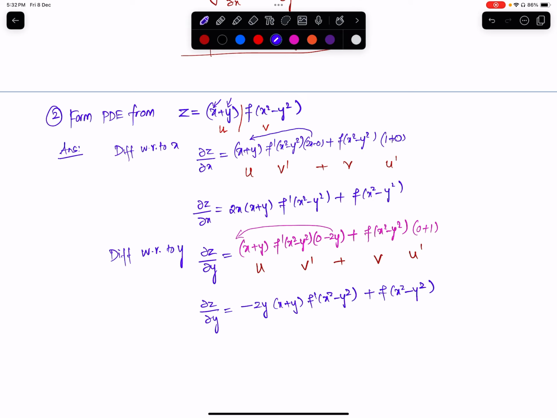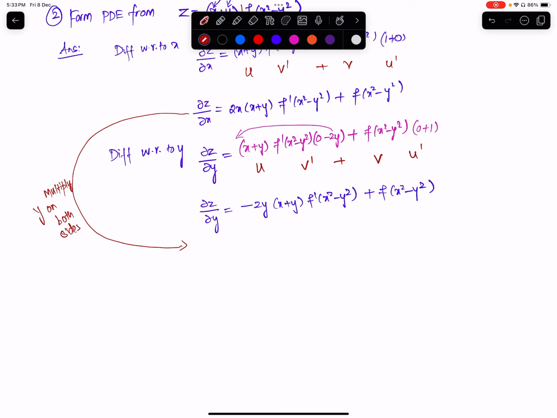Now what I do, because we have to eliminate the arbitrary function, the best way is to write it directly without further delay. So I take this equation and I am going to multiply y on both sides.